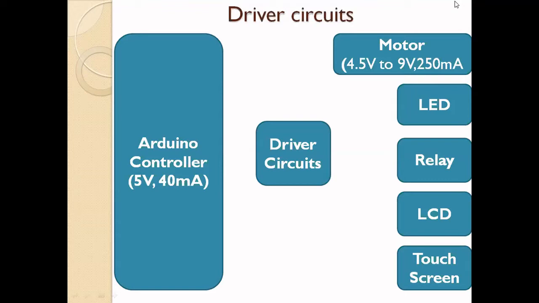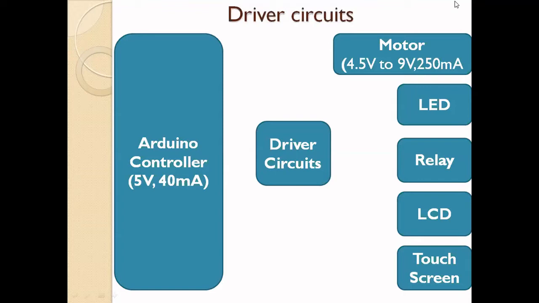Likewise, the current and voltage ratings of the motors are different. Now I'm going to interface this motor with the Arduino microcontroller. But the microcontroller operating voltage is 5 volt and 40 milliamps. So this 5 volt and 40 milliamps is not enough to drive the motor, because the motor, for example, requires 9 volt and 250 milliamps. But the Arduino gives 5 volt, 40 milliamps. So we need a driver circuit. What is the need of this driver circuit? It is used to increase the voltage level and to increase the current level.